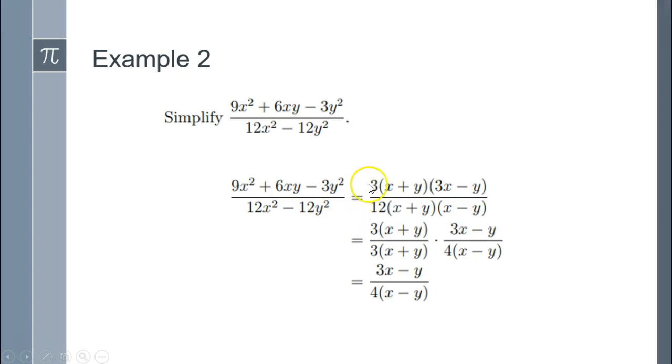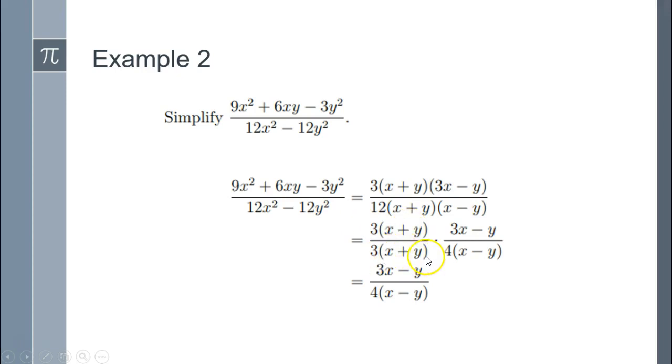But if you didn't understand what you were doing then, what you were really doing is you're looking for things that are common. I have an x plus y, I have an x plus y, so I put those in my factor out in front. So 12 has 3 as a factor, so I'm going to break that 12 up into 3 times 4. Now what I've done is I've got all the common factors on this side of this. I've created that multiplication problem by doing it backwards. So I get 3 times x plus y over 3 times x plus y.